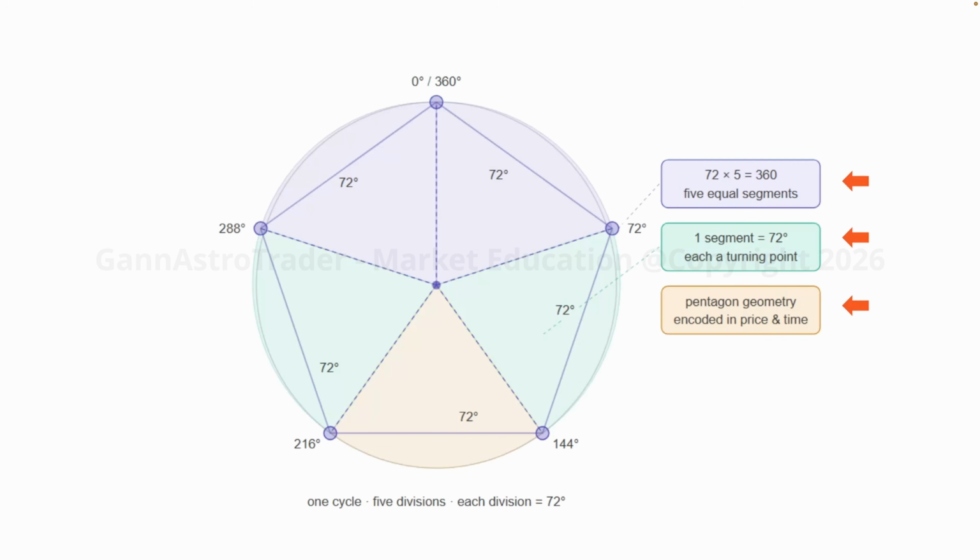Now we move deeper into the numerical structure. 72 is a fundamental number. 72 multiplied by 5 equals 360. This means the entire cycle can be divided into 5 equal segments. Gann observed such divisions in both time cycles and price movement.